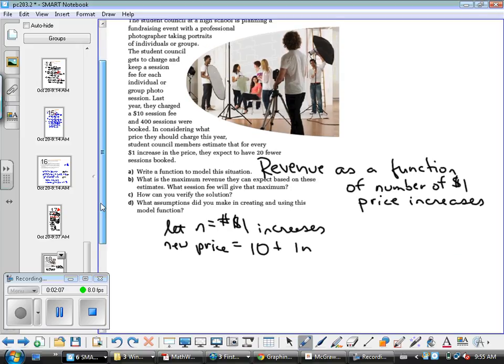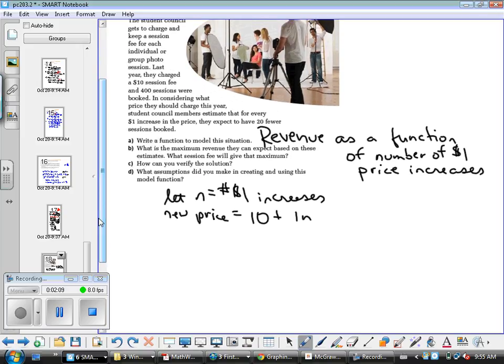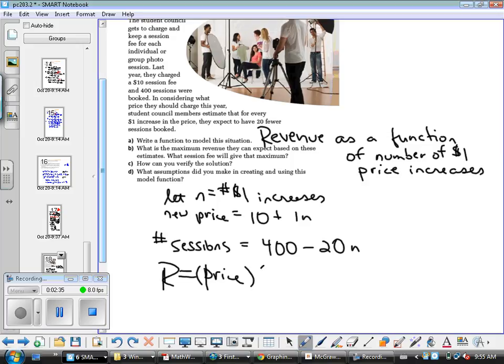And then we know that the number of sessions booked is going to go down. It's going to be 400 like we had last year, but then we're going to lose 20 for every one of those $1 increases. So if we have two $1 increases, a $2 increase, we're going to lose 40, etc. We know that the revenue is going to equal the price per session times the number of sessions.